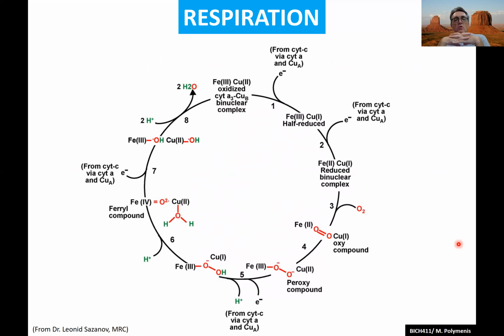Exactly how this happens is not clear. This is the latest scheme from Leonid Sazanov's lab, again at the MRC. This is the same lab that showed the high resolution structure of complex 1, which is the best understood in terms of how the protons are translocated across the inner mitochondrial membrane. You see the 4 electrons coming in from cytochrome C at the 4 steps, and how oxygen that comes in at step 3 here goes through different forms until finally we get water. Okay, so this is the best scheme that we have for now.